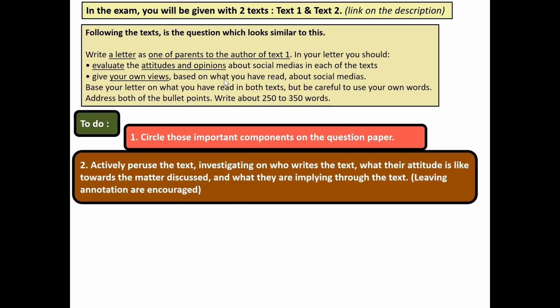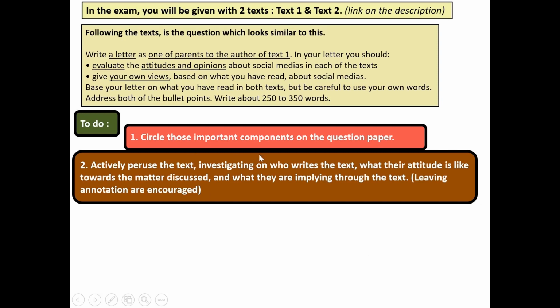Okay, after you circle the important information in the question, number two, actively peruse the text, investigating who writes the text. So you've got two different texts, right? You try to investigate who could possibly write text one and who could possibly write text two. Again, it's not going to be stated explicitly there. What you have to do is simply infer from the content.